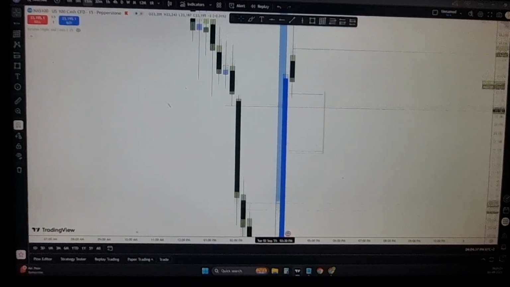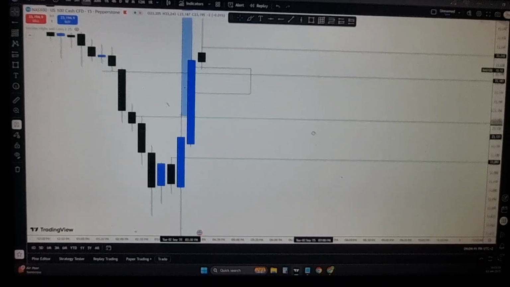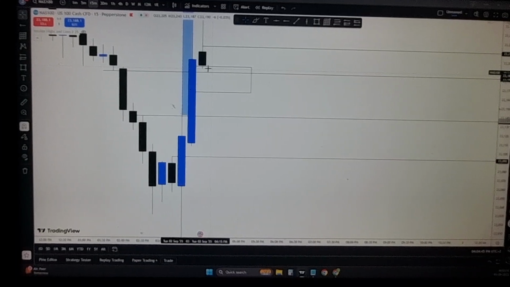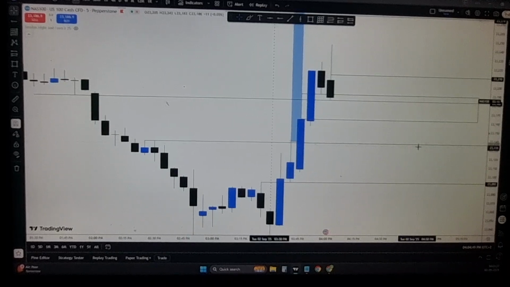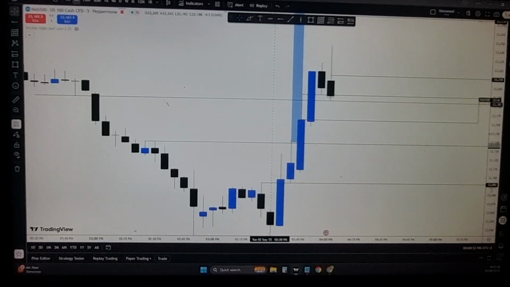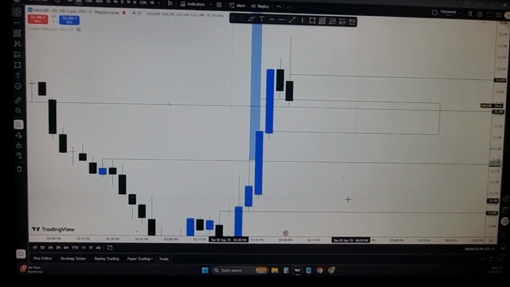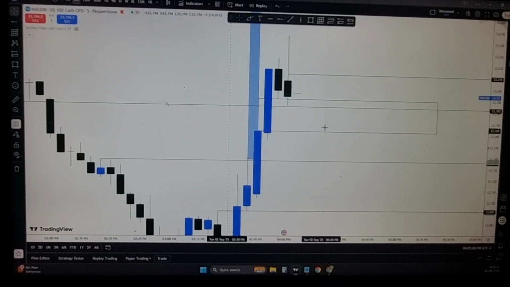So we are forming, this is gonna look like, looks like it's gonna be a profitable day today. Just feel like we're gonna sit a bit on this market today.